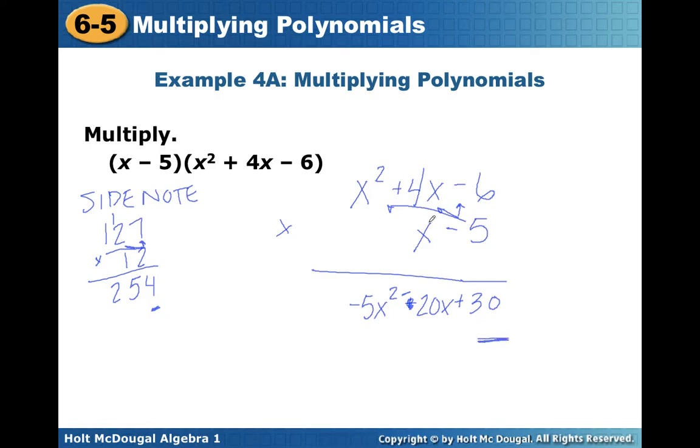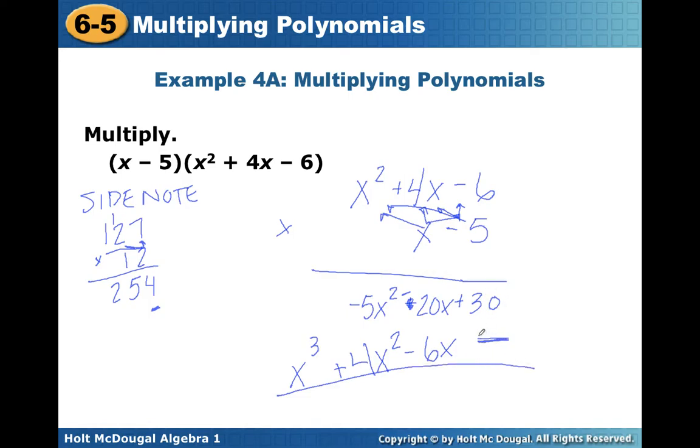And then you're going to multiply everything above by your x. So we're going to multiply x by negative 6, x by 4x, and x by x squared. So in this case, we get negative 6x because we did x times negative 6. Then you're going to do x times 4x, which gets me 4x squared. And then lastly, x cubed because we did x times x squared.